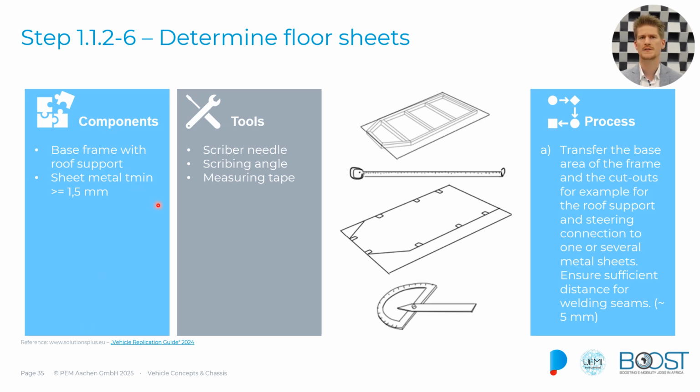The next check would now go for the determination of our floor sheets. So what do we need? We do need the base frame with our roof support structure, and we need some sheet metal. At this point, we reckon steel plate with a 1.5mm will be sufficient enough. I could go a little less regarding the thickness, but it depends on which kind of use case you will have with your tuk-tuk at this point. And again, we need a scriber, and we do need a bit of measuring tape.